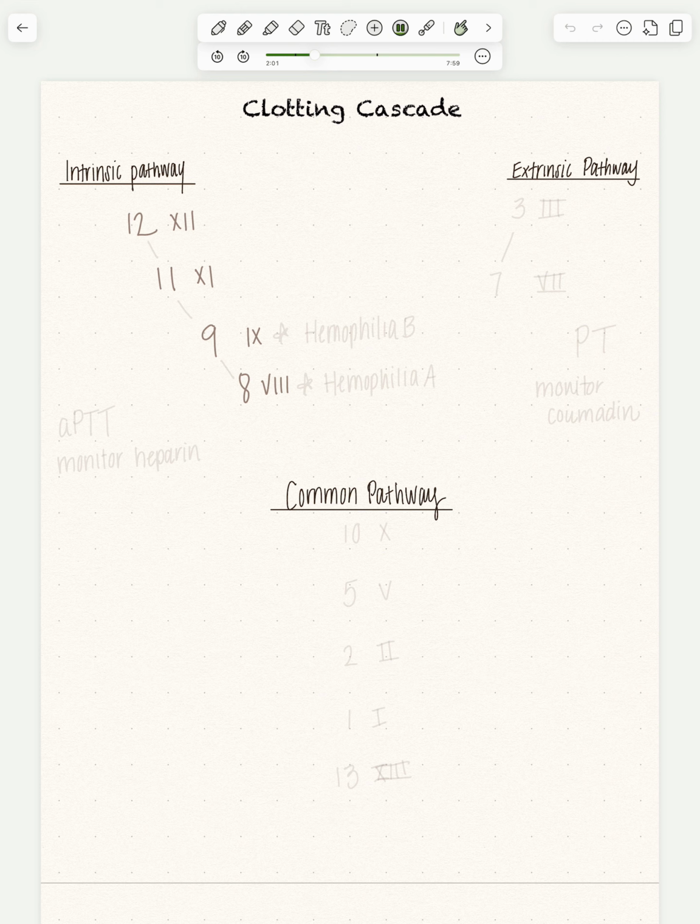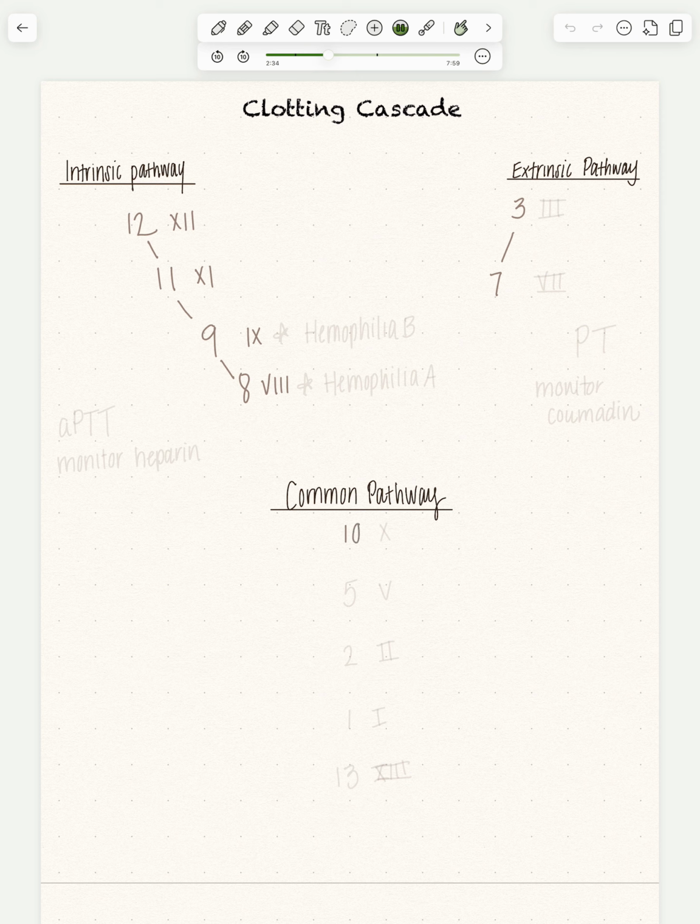Okay, next we're going to look at the extrinsic pathway. This is going to start with factor 3. And then factor 7. Again, this is all a trickling effect. So 12 is going to activate 11. 11 will activate 9. 9 will activate 8. 3 will activate 7. And then these together, at the end, they meet in the middle at what is called the common pathway. The common pathway begins at number 10.